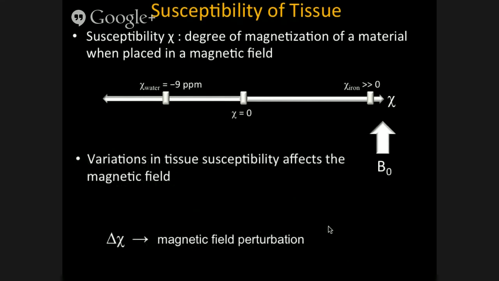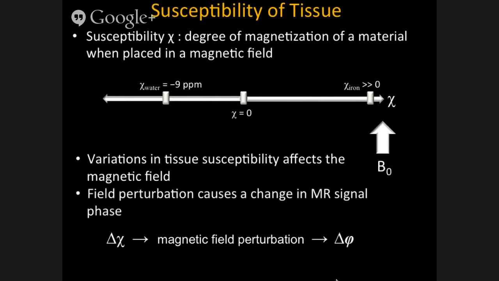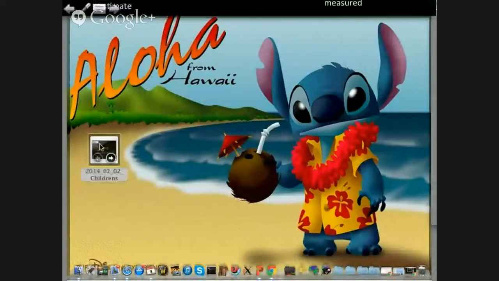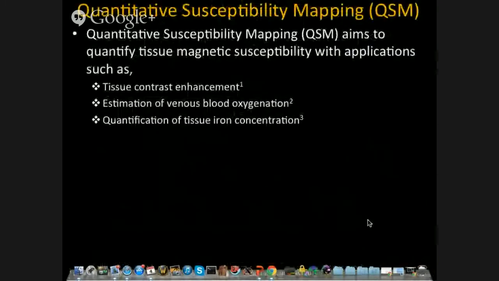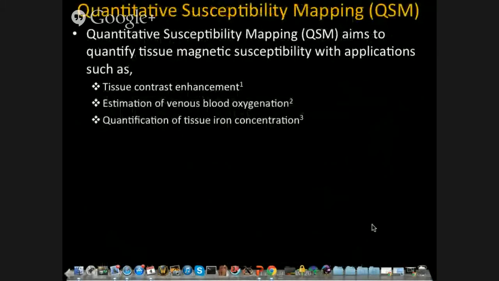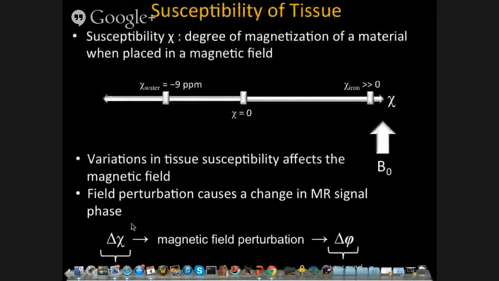Unfortunately, we cannot measure the susceptibility on the scanner directly, but what we can see is magnetic field perturbation due to variations in tissue susceptibility. And this field perturbation causes a change in the observed MR signal phase. So what we can measure on the scanner is the phase, and from this we try to compute the underlying susceptibility.